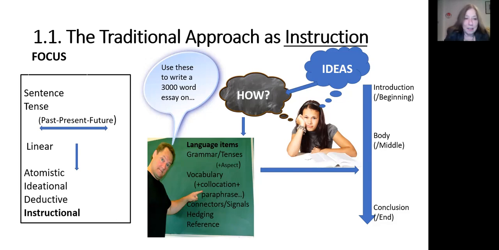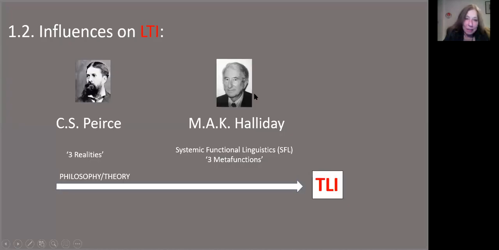And it's also deductive, it's rule-based. So it's giving rules that the student has to follow rather than having the student work out their own patterns of language. And it's also instructional rather than interactional. The teacher instructs the students what to do, not how to do it. So the how is where TLI comes in.